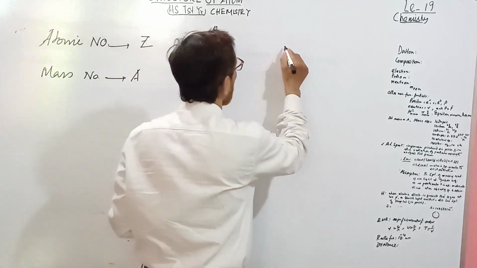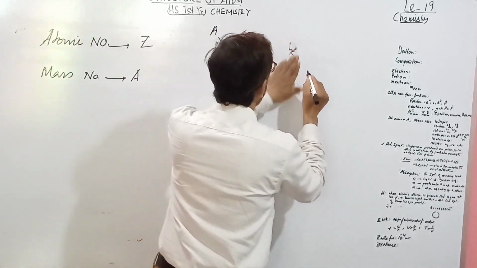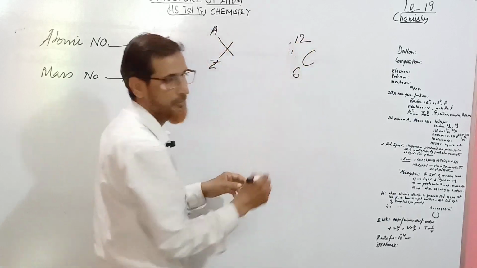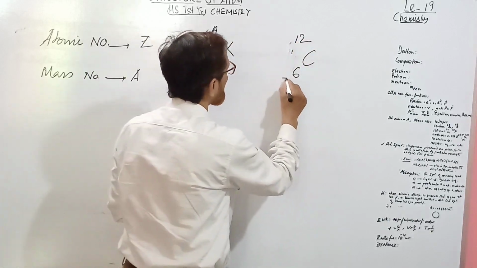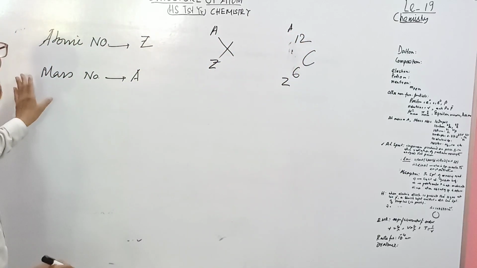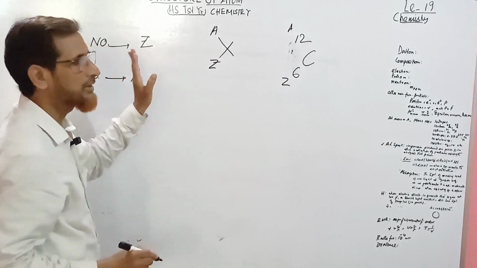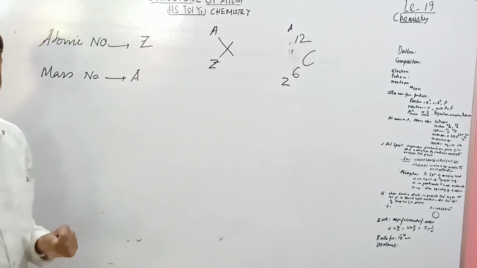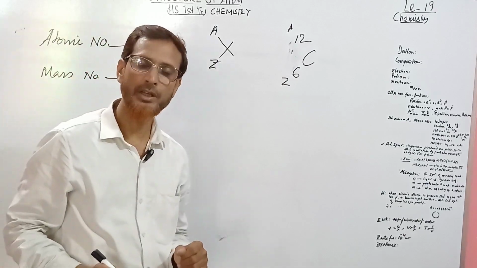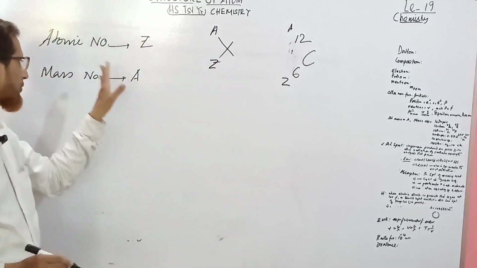Say for example, carbon. If you assume carbon, its atomic number is 6 and mass number is equal to 12. That is, for carbon, this is Z and this is A. You should just know these things. Atomic number is nothing but the number of protons in the nucleus, and for a neutral atom, number of protons is equal to electrons. So number of protons in the nucleus is called atomic number.